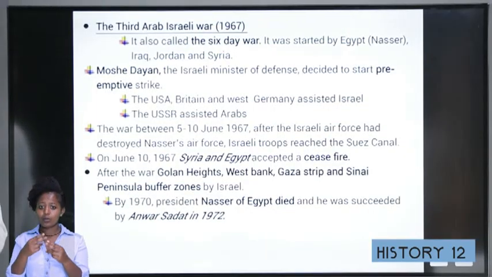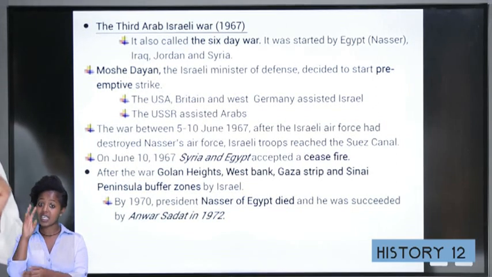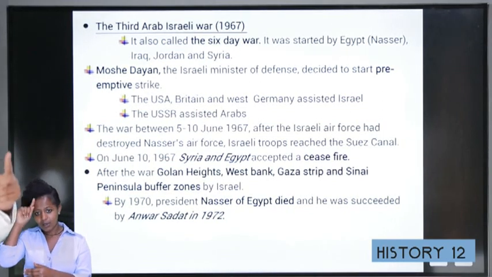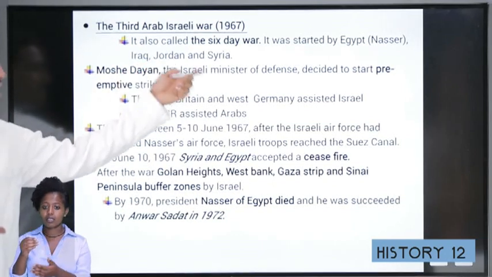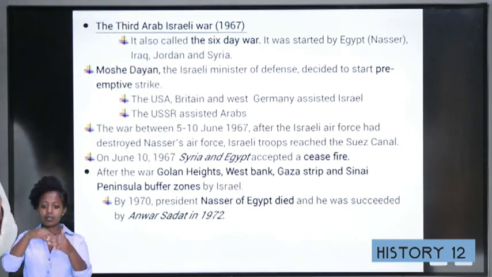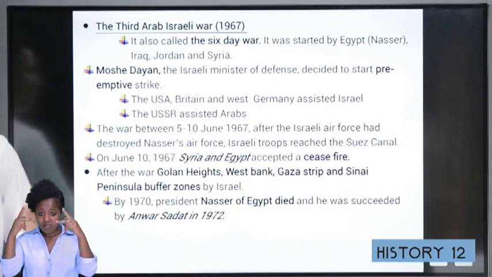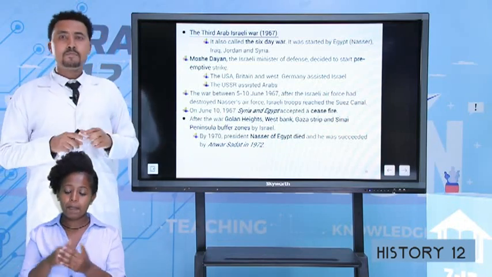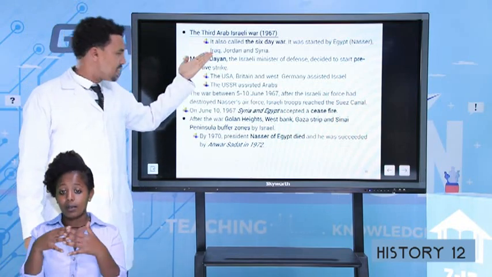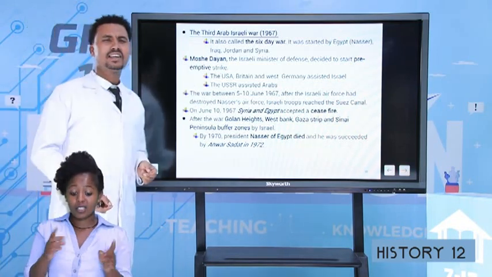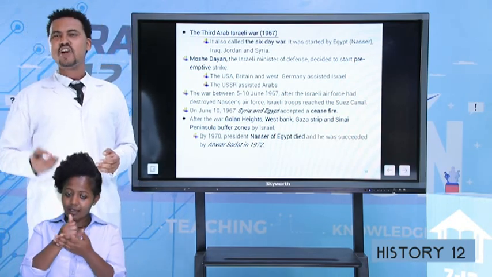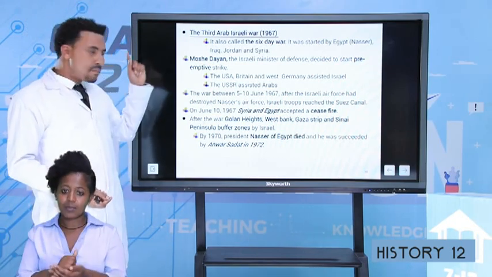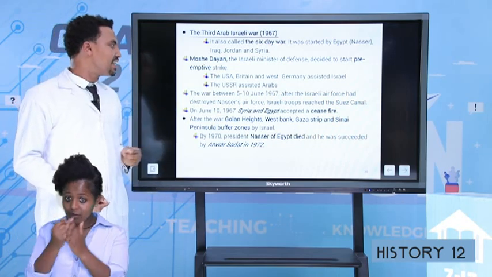It is also called the Six-Day War. It was started by Gamal Abdel Nasser from Egypt, and Iraq, Jordan, and Syria were involved in the war. Moshe Dayan, the Israeli Minister of Defense, decided to start a preemptive strike against the Arab states. At the time, the USA, Britain, and West Germany assisted Israel. On the other side, the USSR or Russia was the supporter of the Arab states. The war lasted from June 5 up to June 10, 1967.